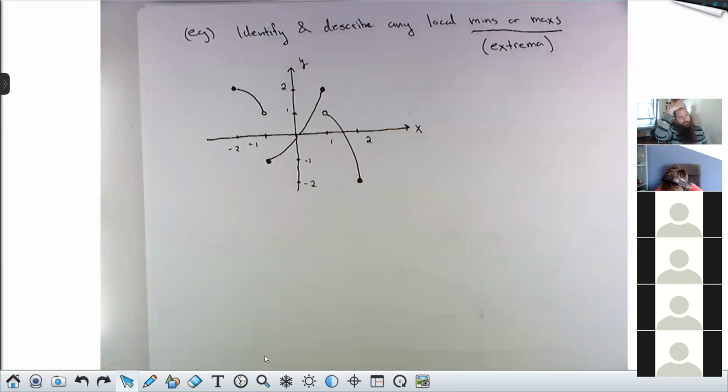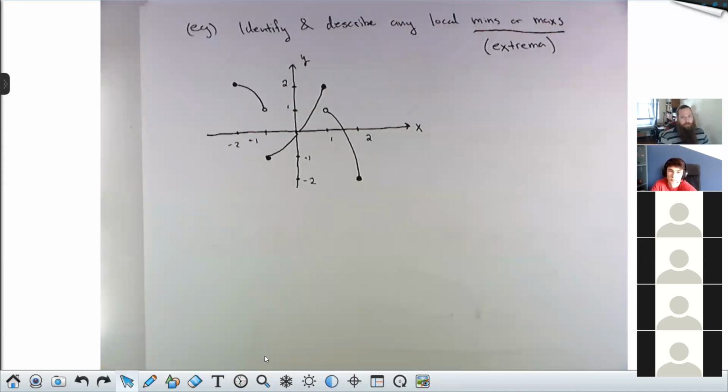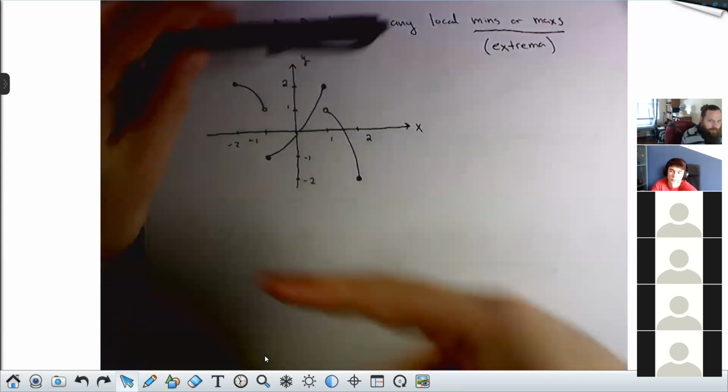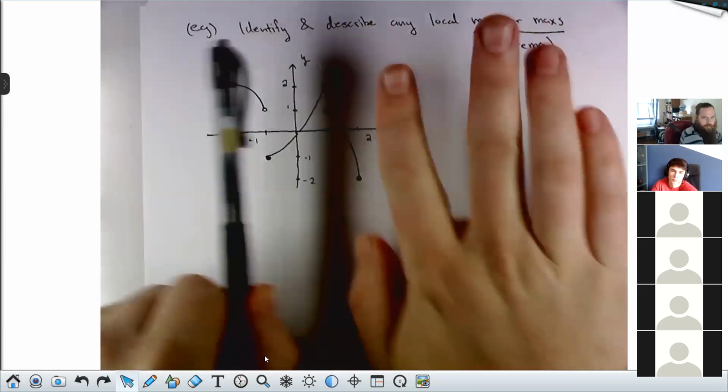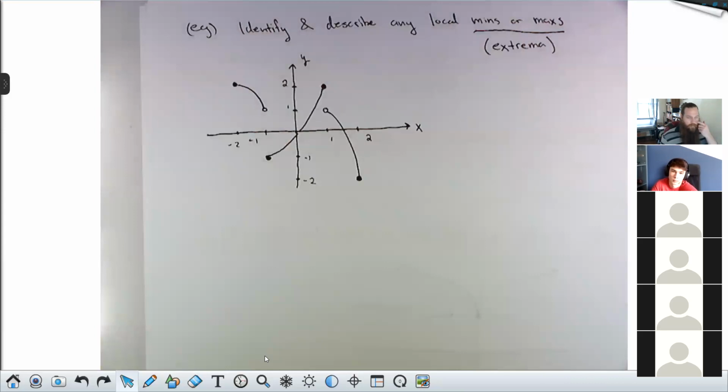Here's our graph. I could ask you for the domain and range of this function, and you might have to think about it quite carefully, but we can get there just by smushing the graph onto the x-axis to get the domain, smushing the graph onto the y-axis to get the range. But that's not what I'm after. I'm after mins and maxes. I'm after the extrema.